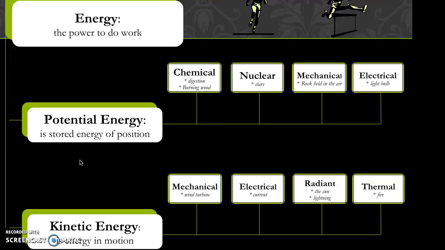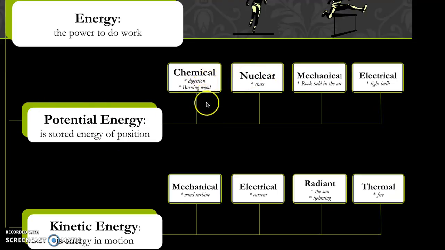Energy is the power to do work. Potential energy is stored energy of position, and kinetic energy is energy in motion. These right here are some examples of potential energy and some examples of kinetic energy. You can kind of see the difference between the two. Your digestion system is actually considered chemical, therefore it is a part of potential energy.